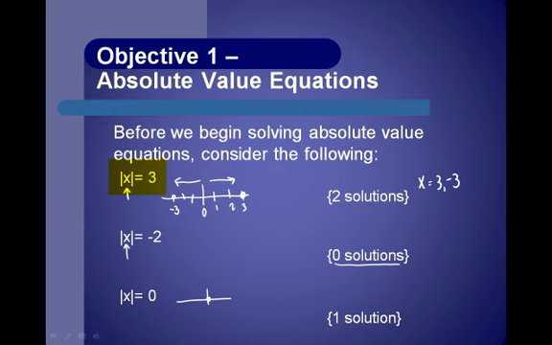So, if we have the absolute value of an expression equaling a positive number, we're going to have two solutions. If we have the absolute value equaling a negative number, there will be no solutions. And if we have the absolute value equals 0, then we're going to have one solution.